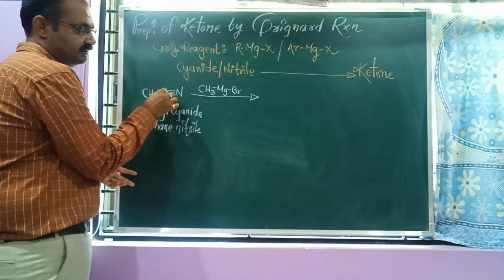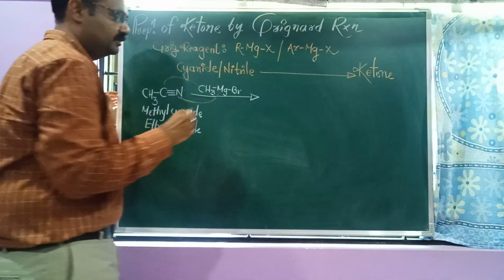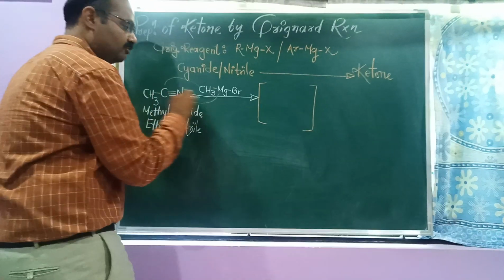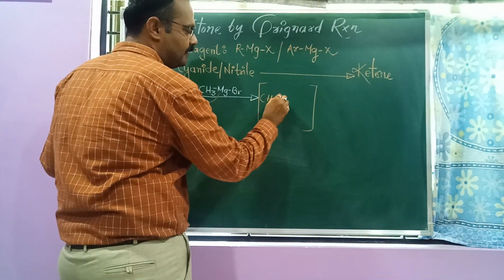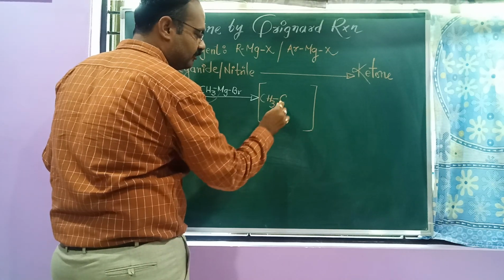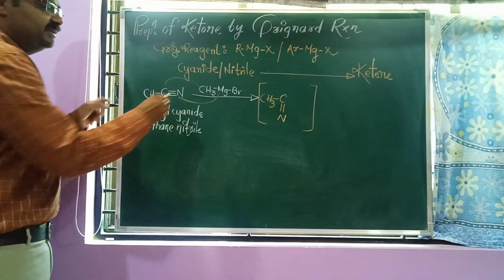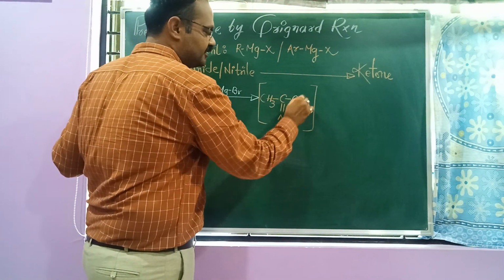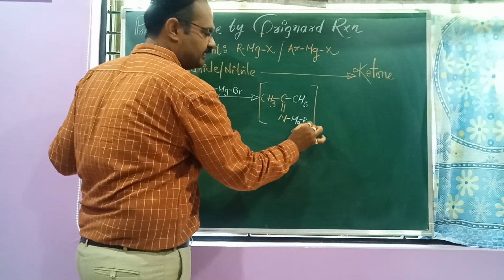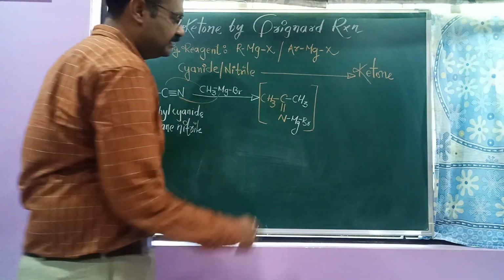This bond will break, MgBr will attach here and methyl group will attach with carbon. So we have intermediate like this. Methyl group as such, carbon. Instead of triple bond, now we have double bond, N. This methyl group of Grignard reagent will attach like this and nitrogen will attach with MgBr. So valency should be as such. Nitrogen 3 valency, magnesium 2. This is intermediate.